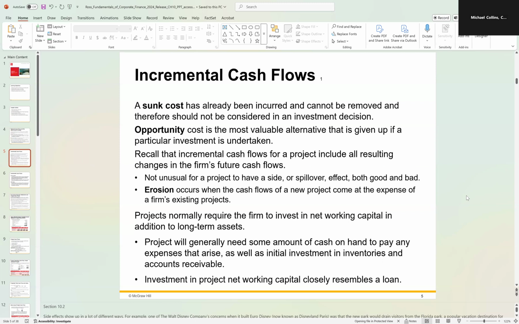When I'm looking at my firm and I'm looking at a new marketing project, my existing marketing, for every $1 I invest, I get $2 in recurring revenue. For every other marketing decision, the opportunity cost is my base case. It's what I'm already doing. So when I evaluate maybe undertaking a new marketing project, my opportunity cost is my existing marketing structure. Projects normally require the firm to invest in net working capital in addition to long-term assets. Projects will generally need some amount of cash on hand to pay any expenses that arise, as well as initial inventories and accounts receivable.